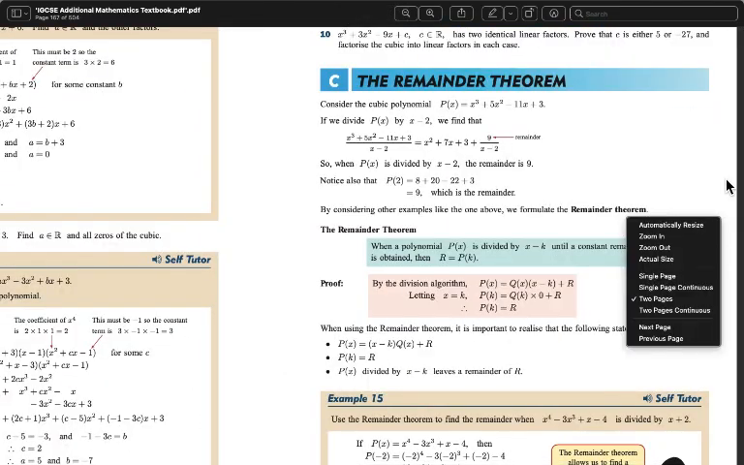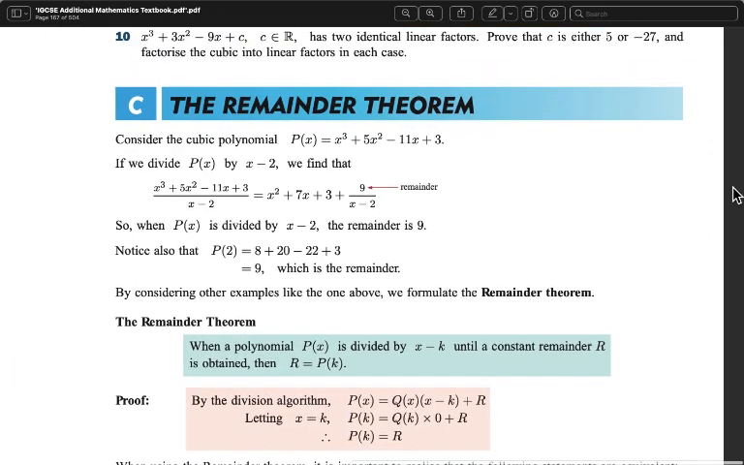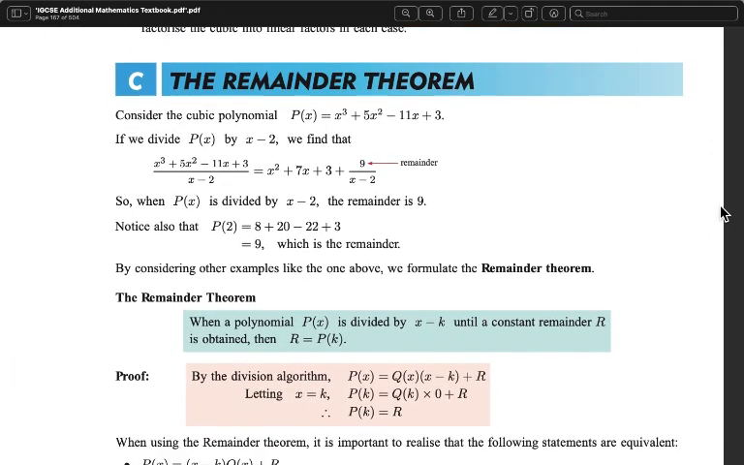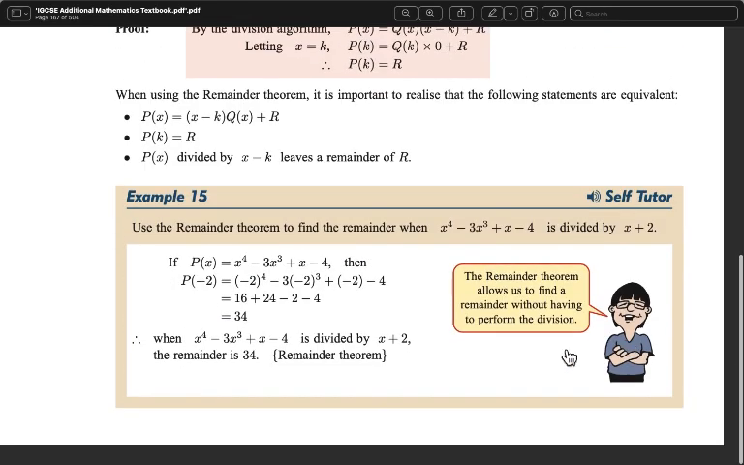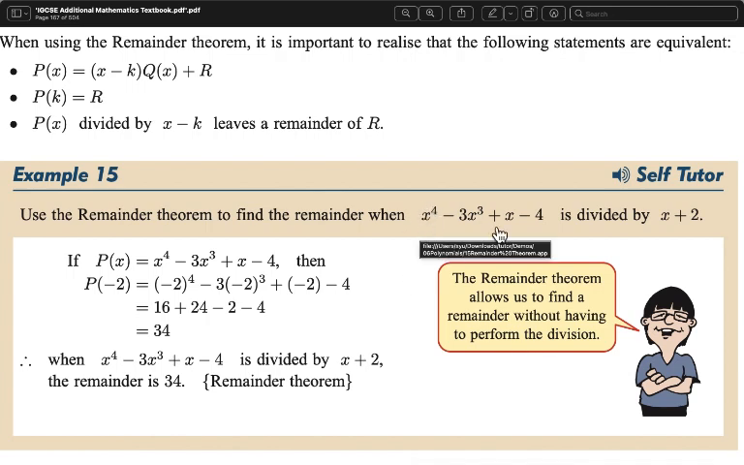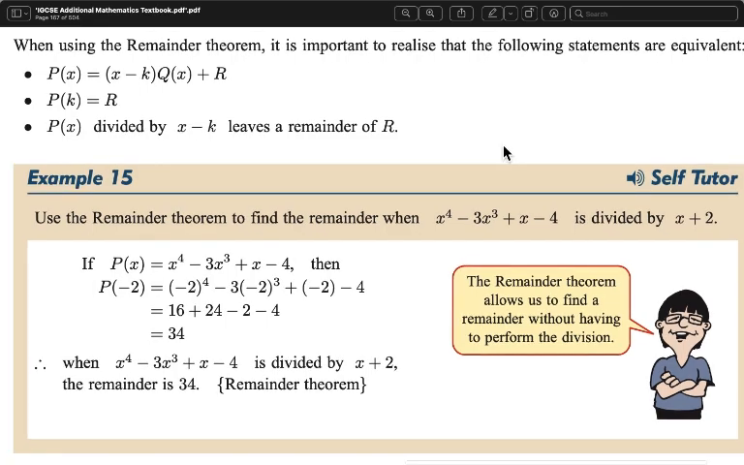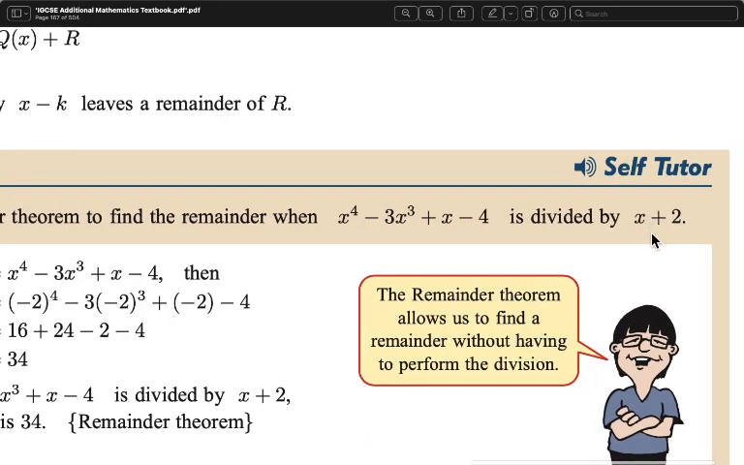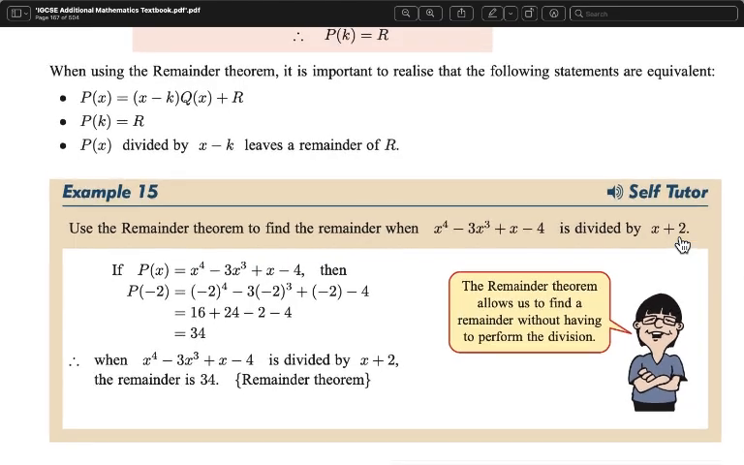Now we have looked at the question that gives you the constants, and now let's look at the remainder theorem. Basically, the remainder theorem is to input an x value inside the equation rather than undergoing the whole division process. For instance, over here, use the remainder theorem to find the remainder for this equation, x quartic minus 3 times x cubed plus x minus 4, where the divisor is x plus 2.